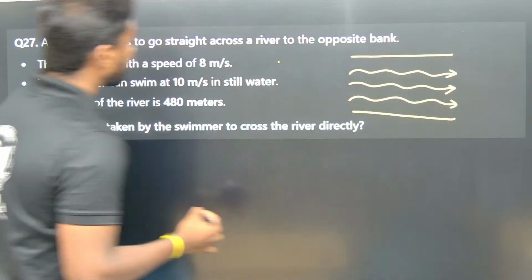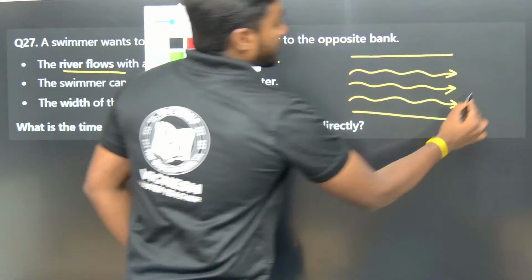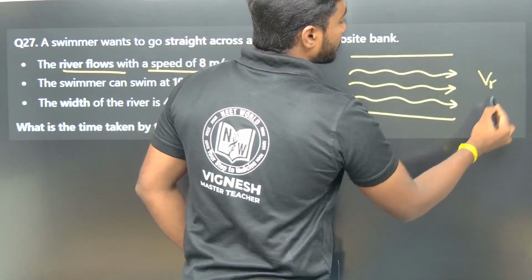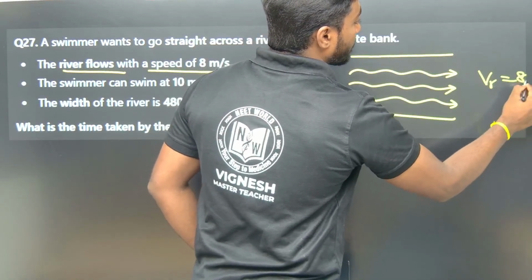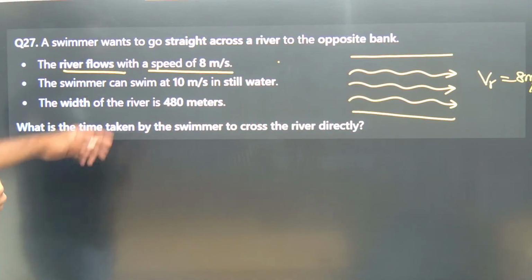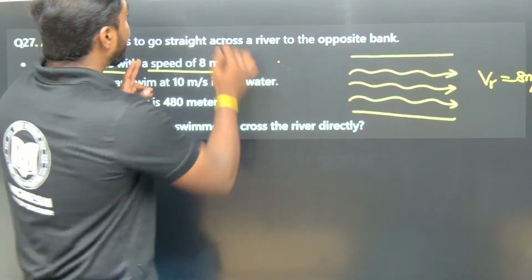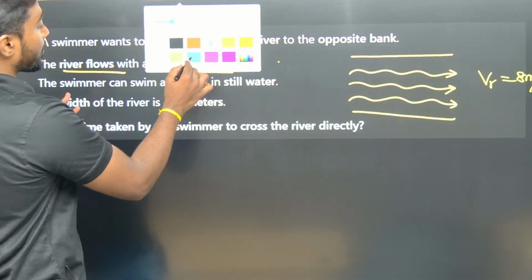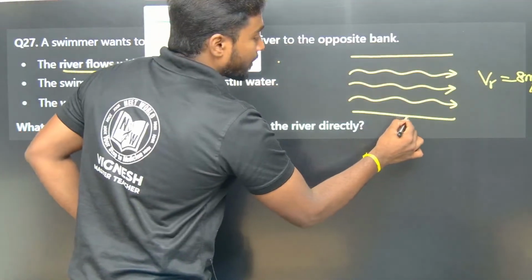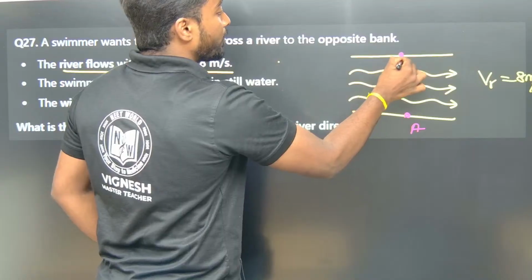So what is the velocity they have mentioned? The river flows with a speed of 8 meter per second. So the velocity of the river is equal to 8 meter per second. Now, what they have said is that I need to go straight across to the opposite bank of the river. Consider this is the point where I am starting, point A, and this is my point B.